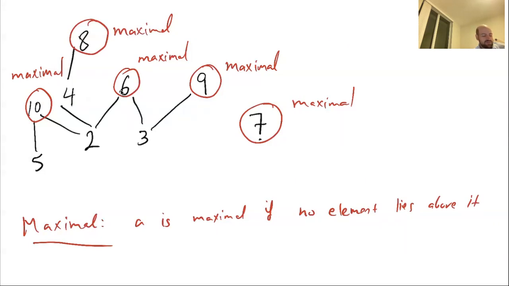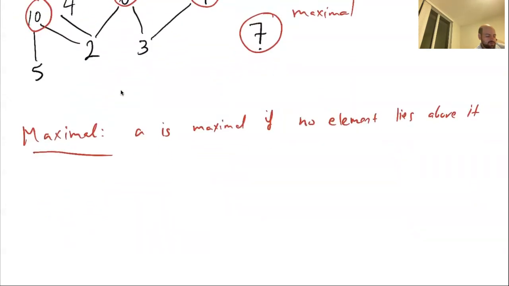3 is not maximal because we have 9 above 3 and also 6 above 3. Yeah, so these are the maximal. Most elements are maximal, but 4 and 5 and 2 and 3 are not maximal because we have elements lying above them. That's it. So this is for maximal.